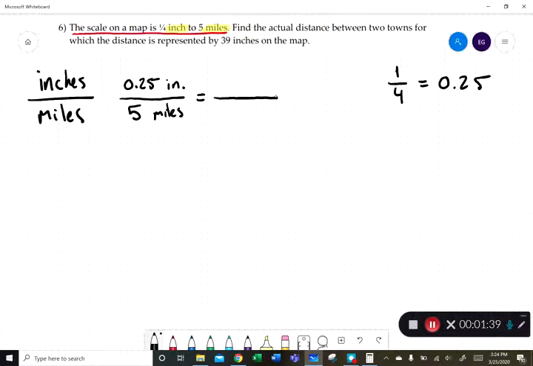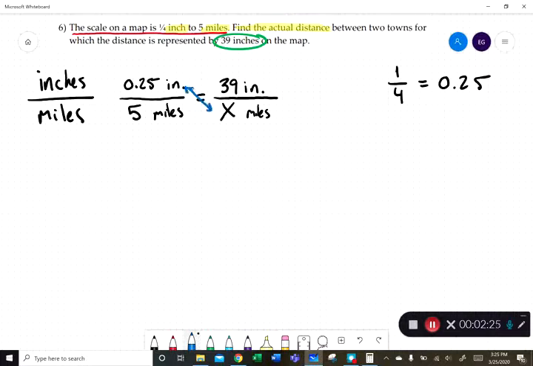So for that second fraction, we're given 39 inches. Okay, so 39 is on top. We have inches on top. And find the actual distance. So what we're looking for here, the actual distance, is miles. So miles is unknown. And again, in mathematics, the symbol we generally use for an unknown is the letter X. So we'll say X miles. Okay, so we can solve this proportion by cross multiplying.